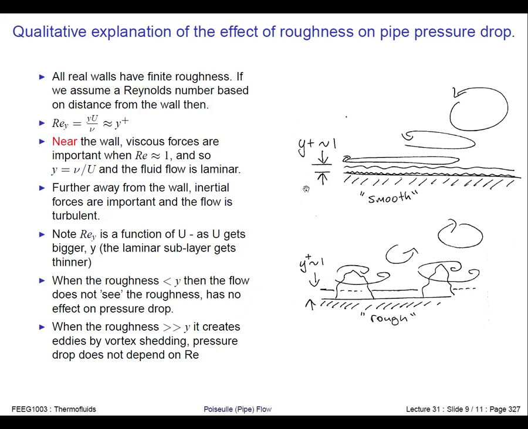And the thickness of this laminar sublayer depends on the fluid, on the viscosity of the fluid, and it depends on the flow velocity. And this is characterized by a Reynolds number that is based on the distance from the wall. So y is 0 at the wall, and y gets bigger as you go away from the wall. And this symbol is the kinematic viscosity, which is just the dynamic viscosity divided by density.